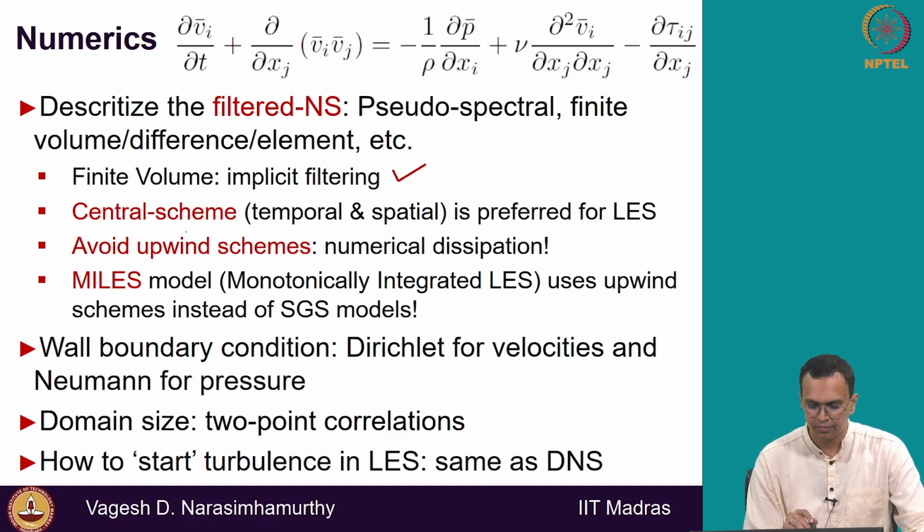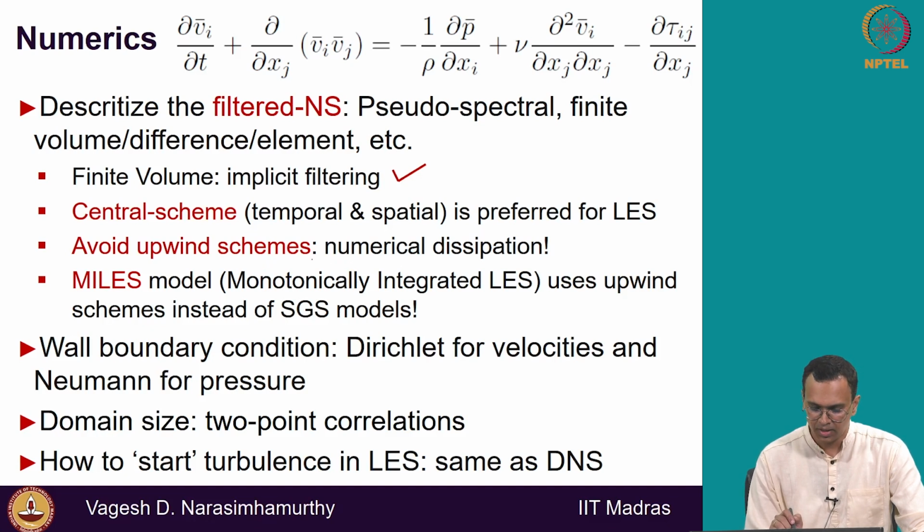And again we use central schemes here in LES. Okay, central schemes in CFD are otherwise thought not to be used. That is good enough in RANS, but when it comes to DNS and LES, central schemes are recommended. This I have highlighted already when I talked about the DNS. So both temporal and spatial schemes are central, preferred for LES. Avoid upwind schemes, because with any basic CFD knowledge you know that upwind schemes introduce numerical dissipation.